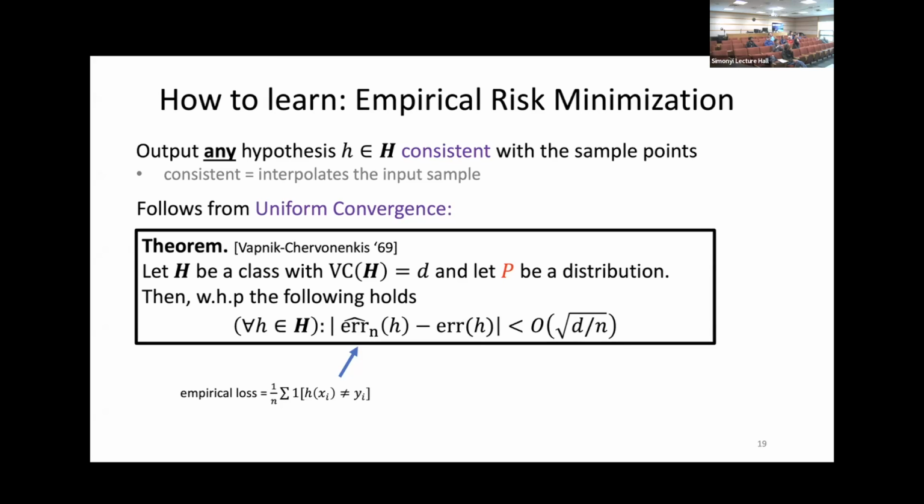I have a question. On a previous slide, didn't you say the optimal error rate was d over n without the square? Let me address it. Let me address it soon.